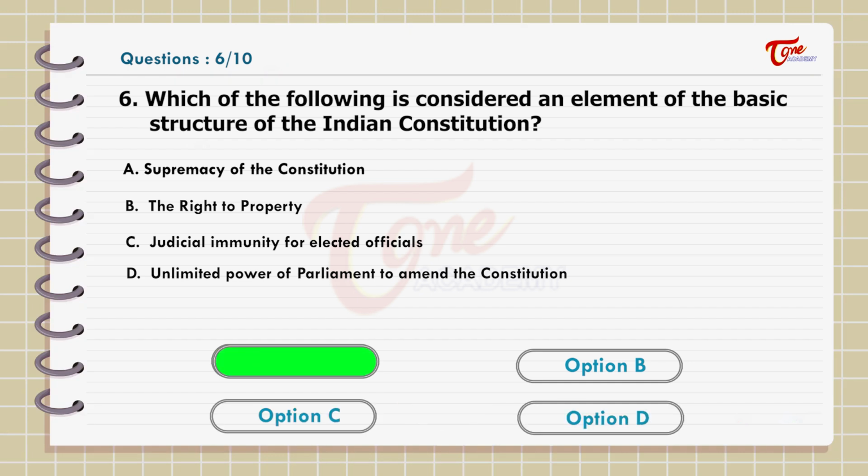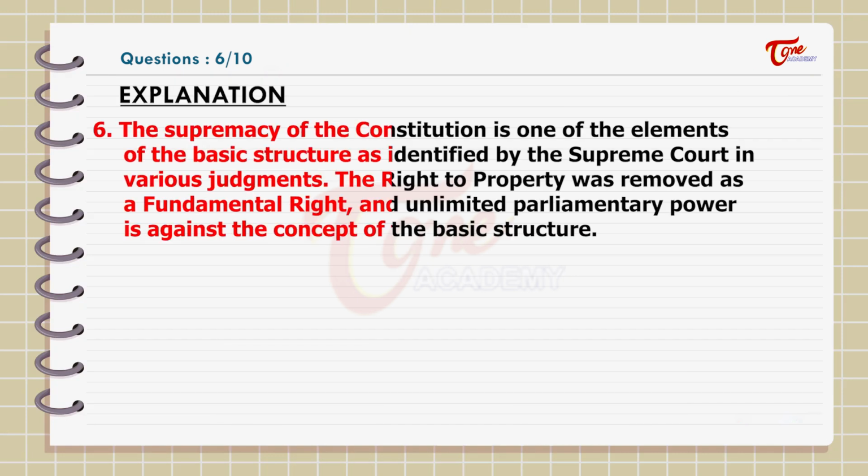Option A. As the supremacy of the Constitution is one of the elements of the basic structure as identified by the Supreme Court in various judgments. The right to property was removed as a fundamental right, and unlimited parliamentary power is against the concept of basic structure.